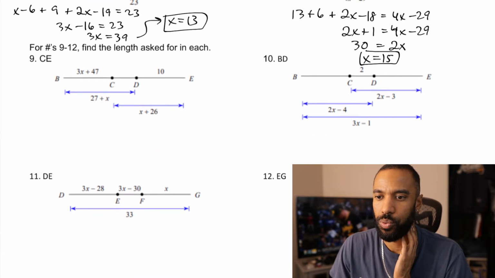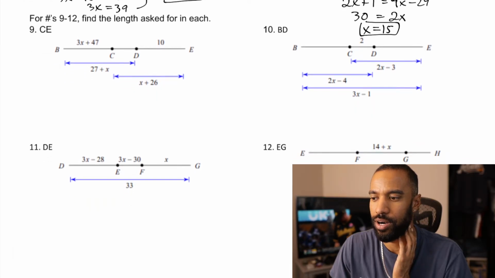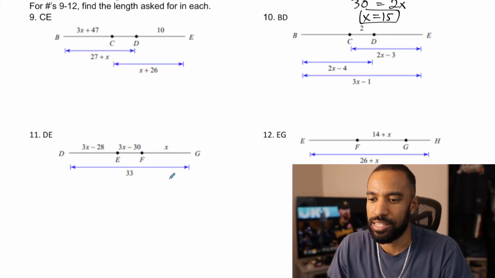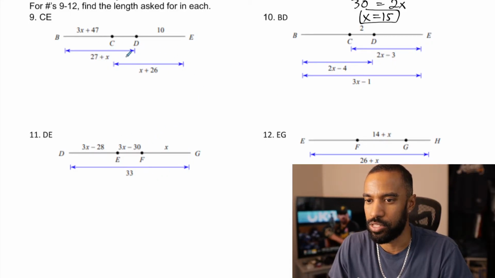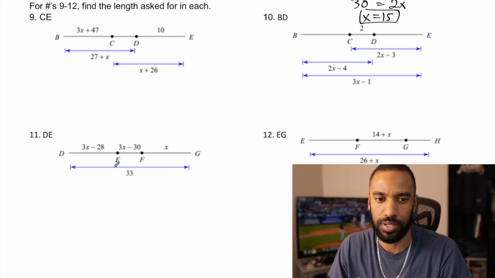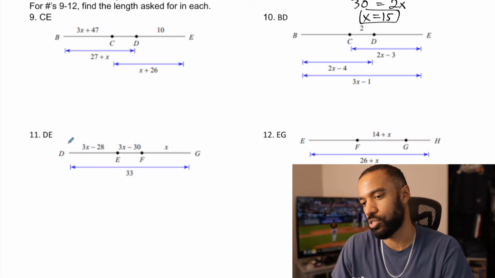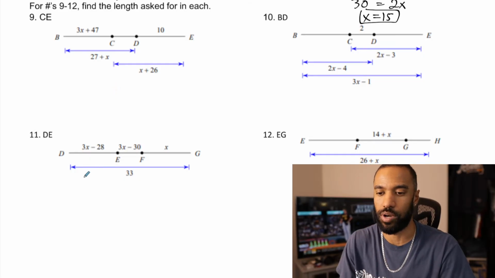Okay, for numbers 9 through 12, find the length asked for in each. Now, I'm actually going to start with number 11. It's the easiest of the 3 here because these contain some overlap. This one does not. In order to find the length, you have to first solve for x. So the setup is going to be the same as the ones before.